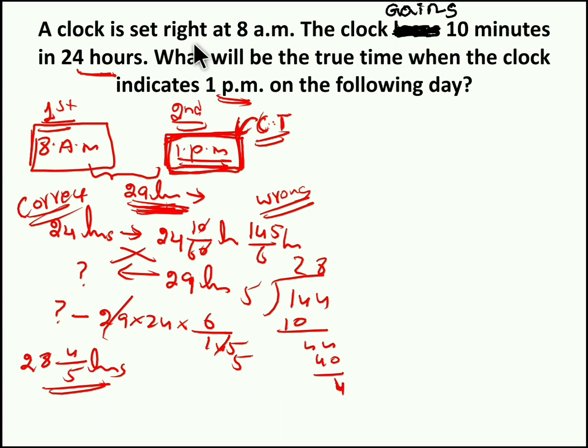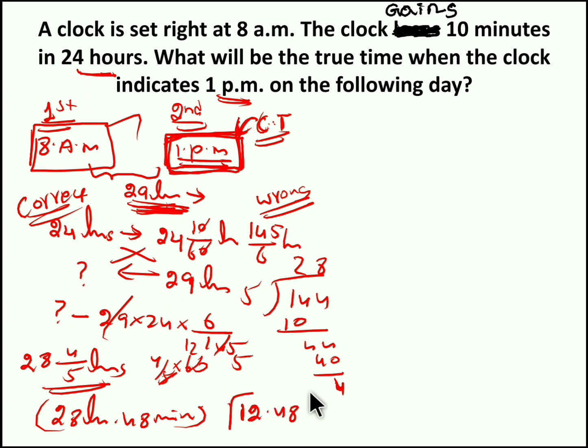Due to the clock gaining 10 minutes for every 24 hours, instead of 28 4/5 hours, it showed 29 hours, that is 12 minutes extra. So we can convert this 4/5 hours into minutes, right? So 4/5 into 60. So when you cancel it, you get 12. So 12 into 4, 48. So 28 hours and 48 minutes is the correct interval from 8 am to the correct time. But due to the 10 minutes gain, it's displaying 29 hours. So 28 hours and 48 minutes after 8 am will be 12 o'clock and 48 minutes on the second day. So this becomes our answer.